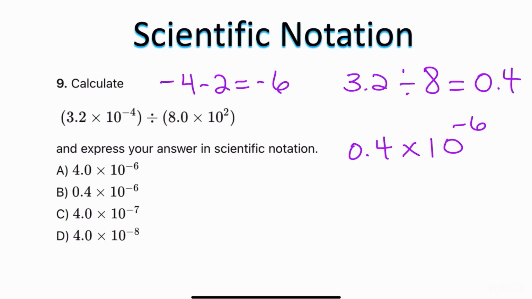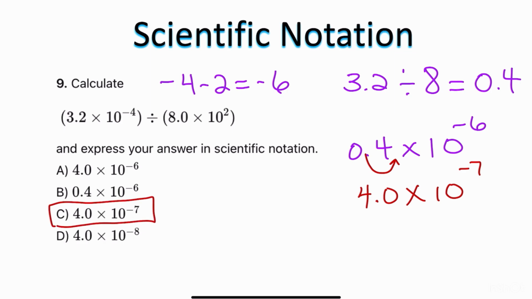This is not written correctly in scientific notation because in order for you to have a number written in scientific notation, there cannot be a 0 in front of the decimal point. I'm going to have to move this after the 4 and make it 4.0. But because I made the number bigger, instead of 0.4, now it's 4.0, I have to balance it out by making the power smaller. Smaller than -6 is -7, not -5. Be careful. So the correct answer is C.